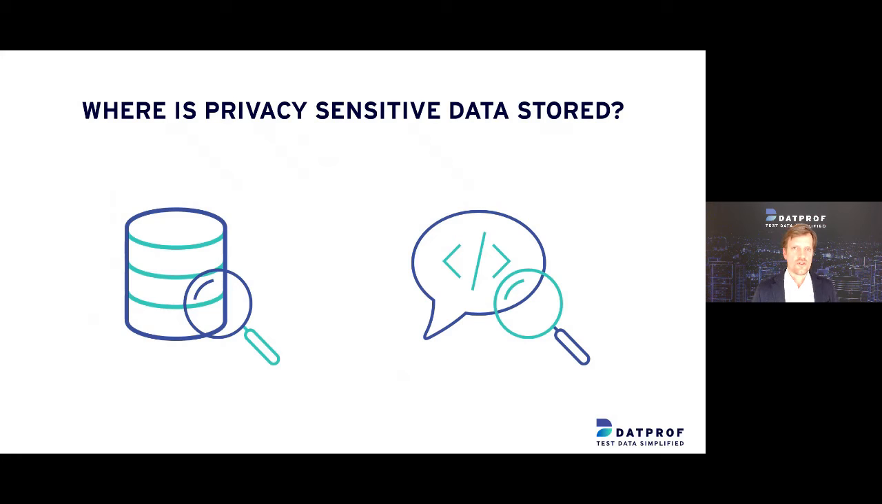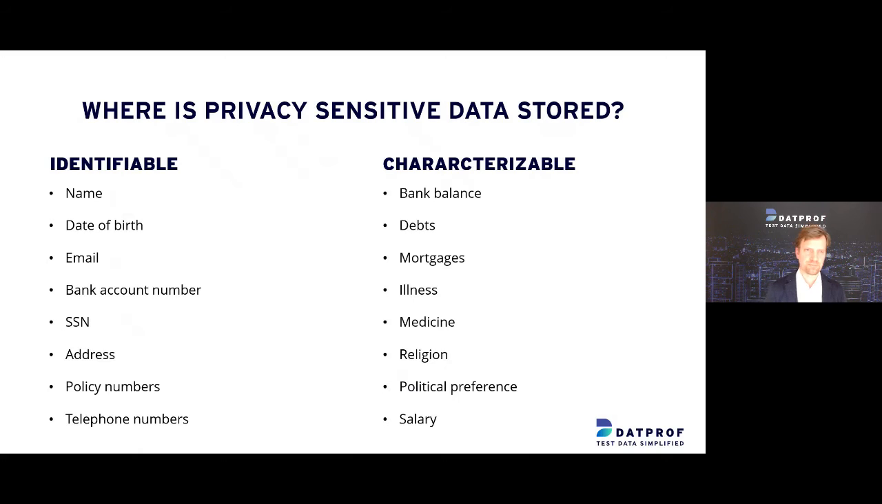What's interesting, of course, to know is what types of data do we look for when we discover data? Well, what we like to use is this slide. And some of you may know this slide from the past, but we really think it's rather interesting because in the end, what we see is that we differentiate data between identifiable data and characterizable data.